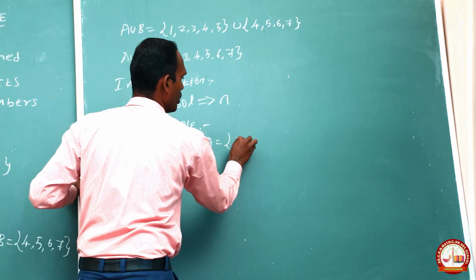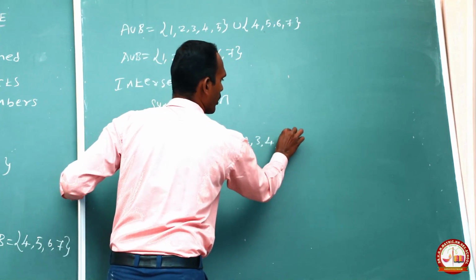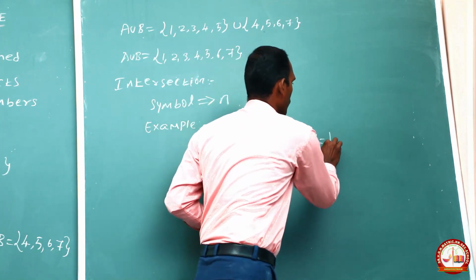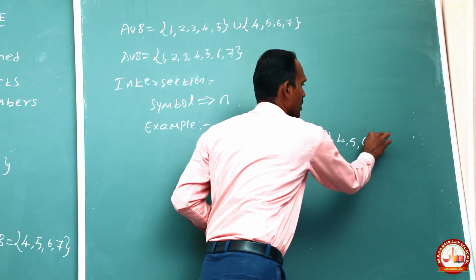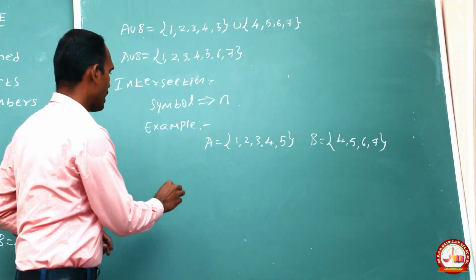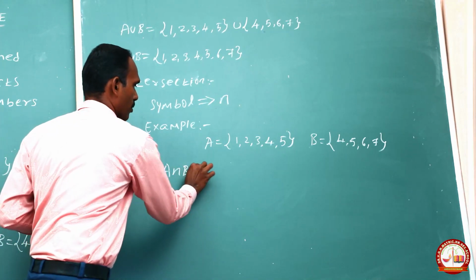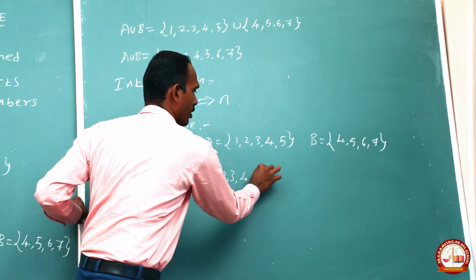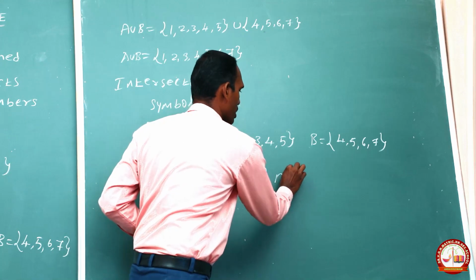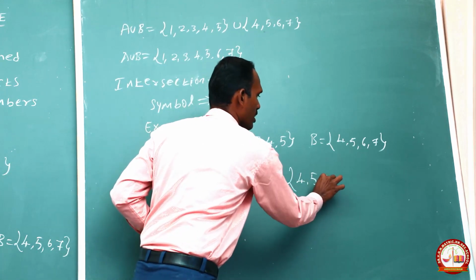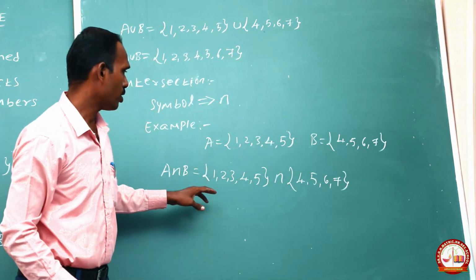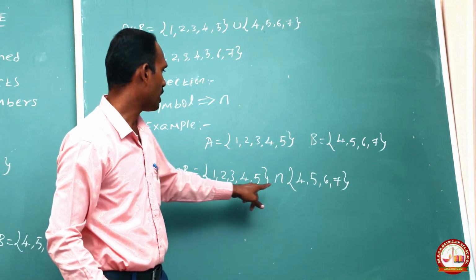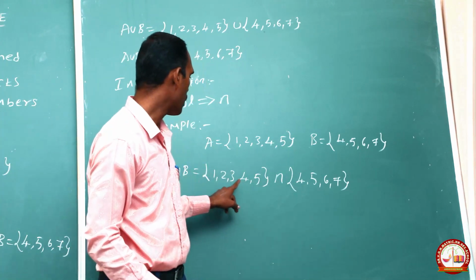A equal to {1, 2, 3, 4, 5}. And then we take the set B, B equal to {4, 5, 6, 7}. Okay. We want to find A intersection B. So first we write the A set 1, 2, 3, 4, 5, and then put the intersection symbol. Then 4, 5, 6, 7. I already told you intersection means common elements. So you see here you are having the 1, but here you are not having the 1. So don't write the 1.